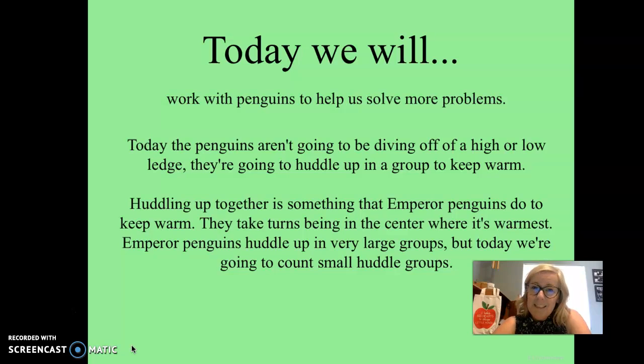Work with penguins to help us solve more problems. Today the penguins aren't going to be diving off of a high or low ledge. They're going to huddle up in a group to keep warm. Huddling up together is something that emperor penguins do to keep warm. They take turns being in the center where it's warmest. Emperor penguins huddle up in very large groups, but today we're going to count small huddle groups.